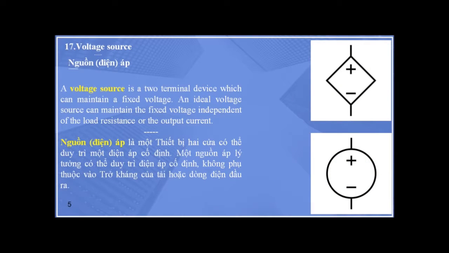17. Voltage source. What is a voltage source? A voltage source is a two-terminal device. We can maintain a fixed voltage. An ideal voltage source can maintain the fixed voltage independent of the load resistance or the output current.